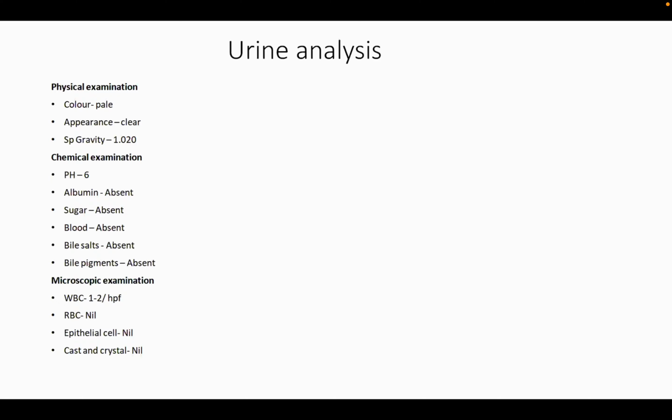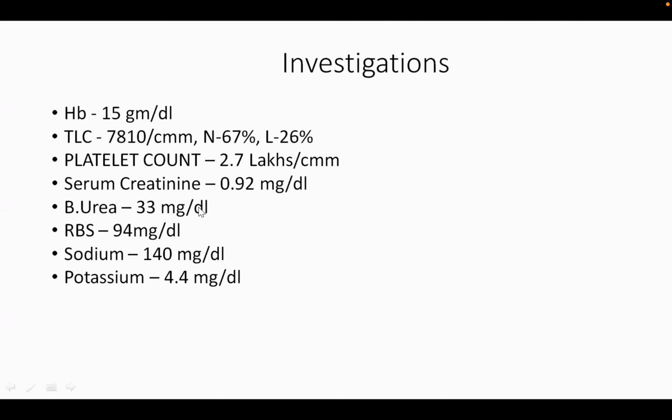Almost normal findings on urinalysis. Normal counts are there. Hemoglobin 15, which is normal. Other counts are also within normal limits. Yeah, we'll go to imaging, no problem.